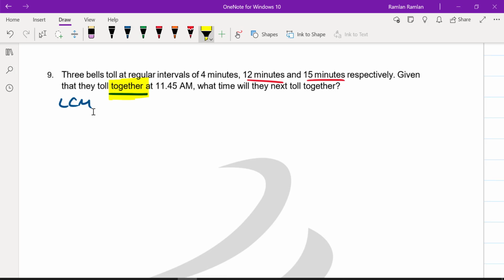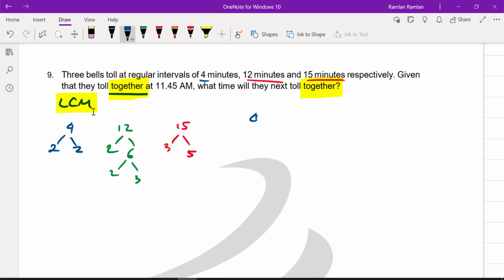Together again. So it means that we're going to find the LCM. Okay, now let's find the LCM of these three numbers, 4, 12, and 15. Let's use the prime factorization. So 4 is 2 times 2, and then we have 12, which is 2, divided by 2 is 6, divided by 2 is 3, and the last one is 15, which is divided by 3 to give 5.